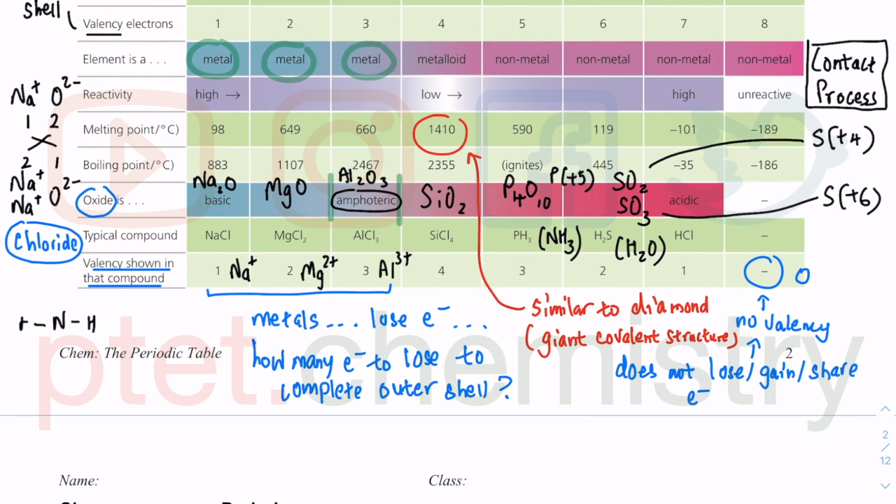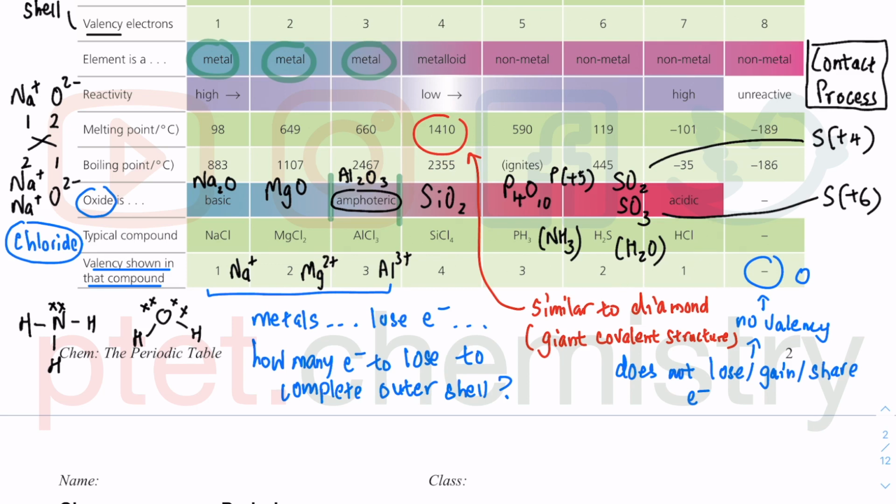So that is your ammonia, where the nitrogen forms triple covalent bonds. And then this is water, where the oxygen forms 2 covalent bonds because you have 6 electrons in the outer shell. Complete the outer shell by sharing 2 electrons by forming 2 covalent bonds there.